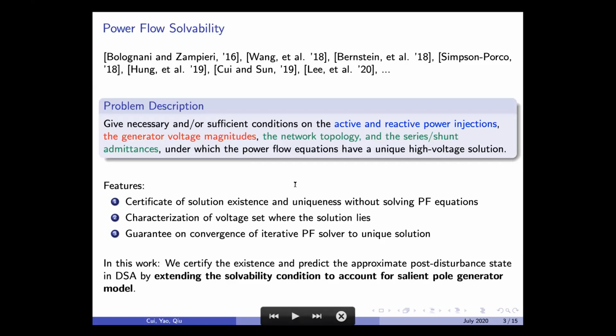It should be noted that most of the existing conditions work on a special type of system setup, which is a system composed of PQ buses, constant power loads, and slack buses. So in this work, we propose to certify the existence and predict the approximate post-disturbance state in DSA by extending the solvability conditions to incorporate the salient pole generator model.